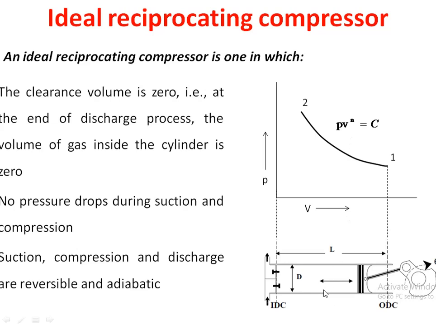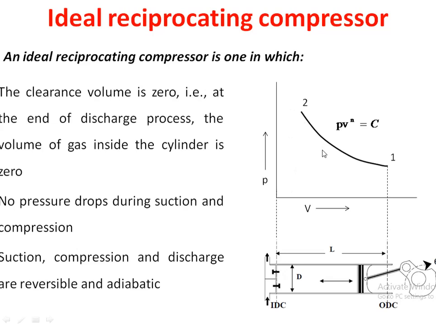If we can transfer heat during the compression process, the process can be isothermal, or it can be adiabatic if there is no heat transfer, or it can be any polytropic process. So from state 1 to 2, air is compressed. At 2, the exit valve opens, and the high-pressure air leaves the cylinder and goes to the receiver. Then the piston moves and reaches the inner dead center.